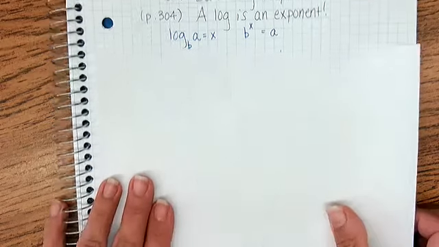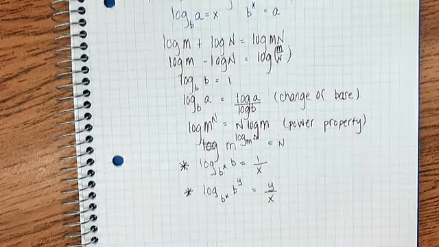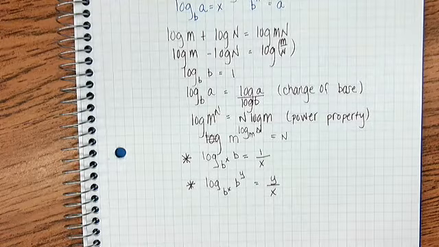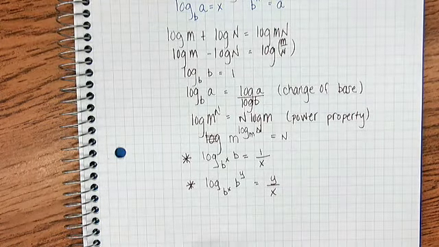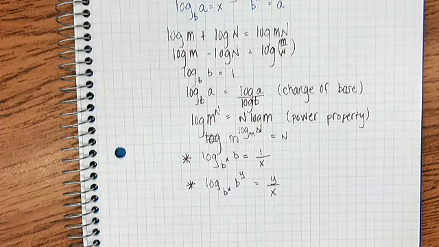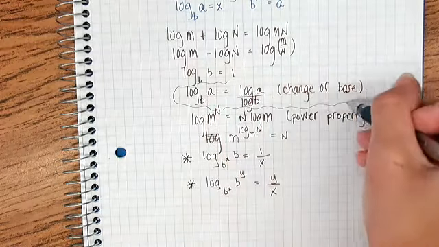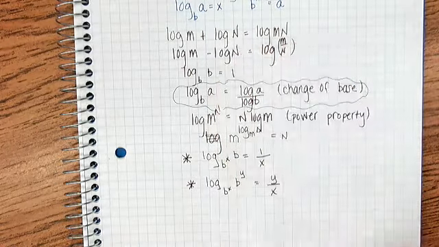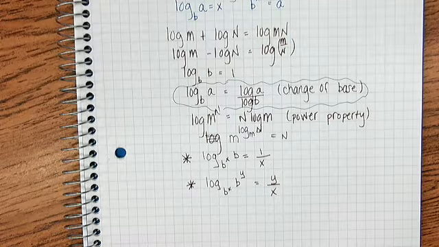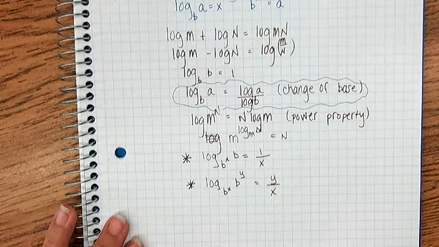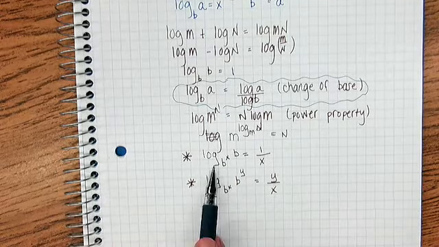Okay, here comes the pause, all the log properties. I'm going to prove the ones that are starred. The most important of all of these properties is change of base. Arguably, I think it's change of base. We can prove everything using change of base. So I'm going to prove the two that are starred.